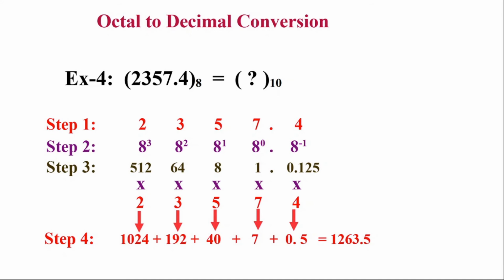In this case finally we will get 1263.5. Hence 1263.5 is the decimal equivalent of octal number 2357.4.